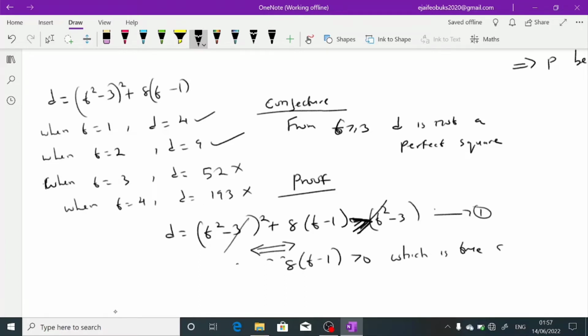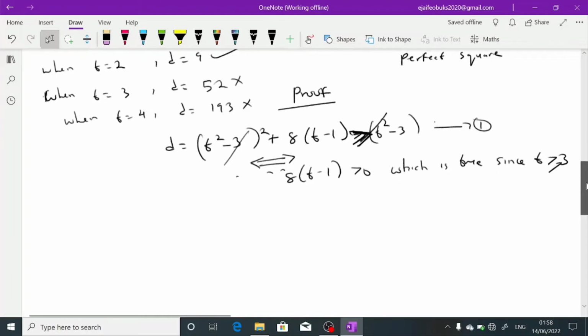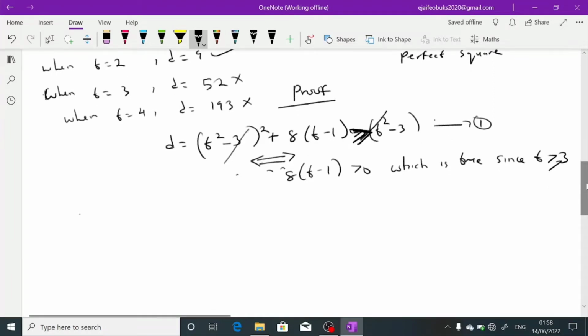since t is greater than 3, right? This is actually true since t is greater than or equal to 3. So we have this part. So d is greater than t square minus 3 all squared also. Okay, there should be a square here. Then at the same time, let's look at this.